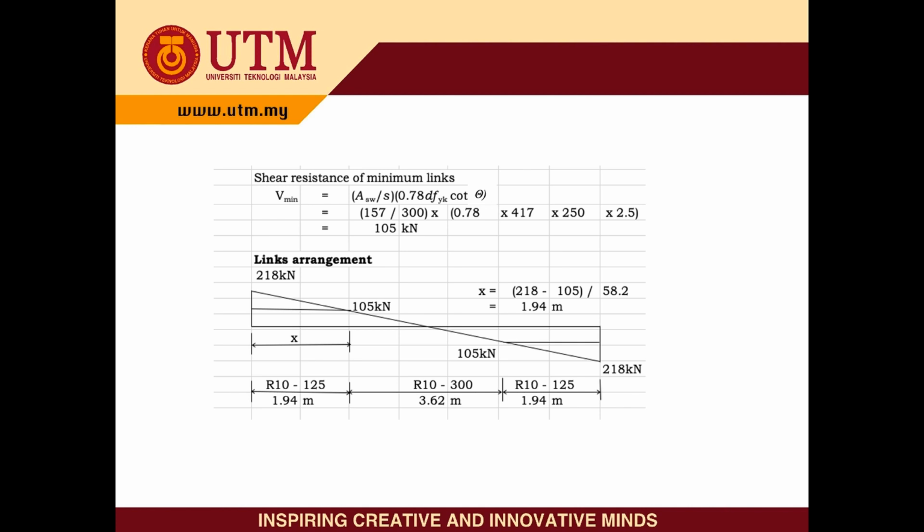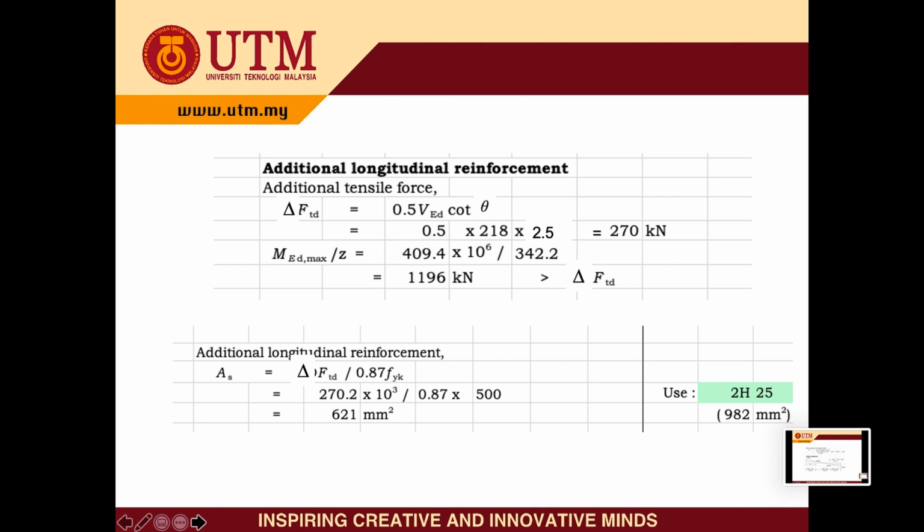After you have calculated the X, now you can get the distance where the location of the minimum link is, as shown in the diagram. Finally, we need to calculate the tensile force or the flexural reinforcement needed to counter the concrete strut in the horizontal component. By using the formula given, delta FTD is equal to 0.5 VED cot theta. The theta here must be 25 degrees because for our vertical link, the theta we obtained above is 22 degrees.